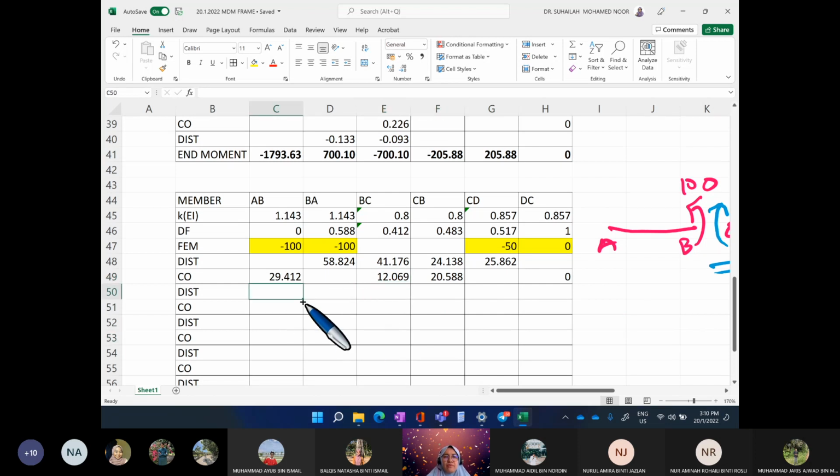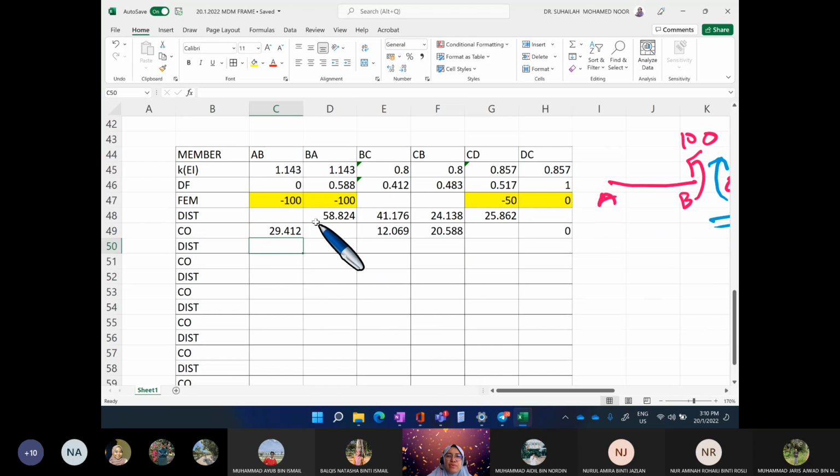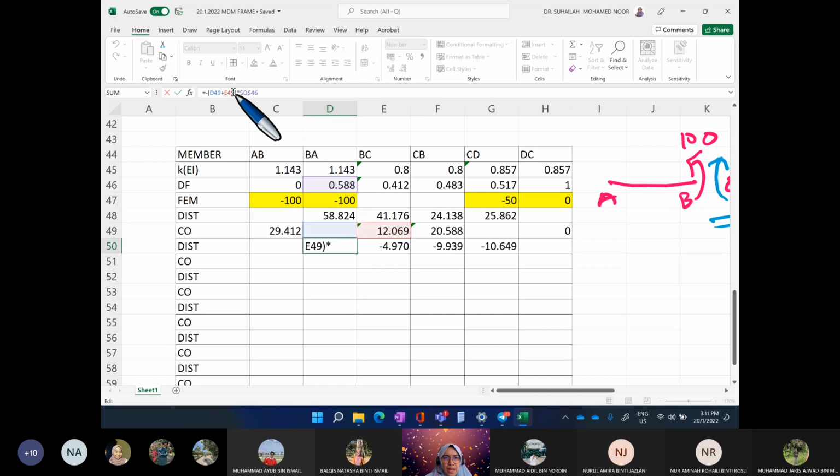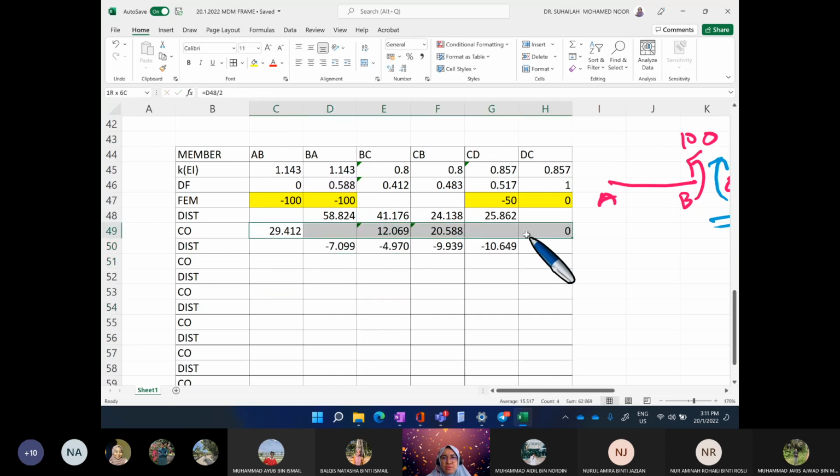Okay, now we have to repeat again the process. So copy the value. Okay, so just check. This total of this must be equal to 0 and total this must equal to 0. We can check whether the formula used is correct. Times with distribution factor. Okay, this is correct. And we carry the value.